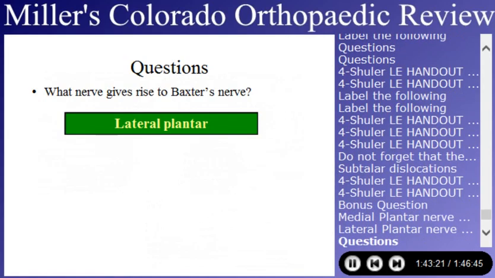The orientation of these nerves is particularly important. Baxter's nerve, I don't know, did he cover that during your review in foot? Baxter's nerve causes that heel pain. It's from the lateral plantar nerve.